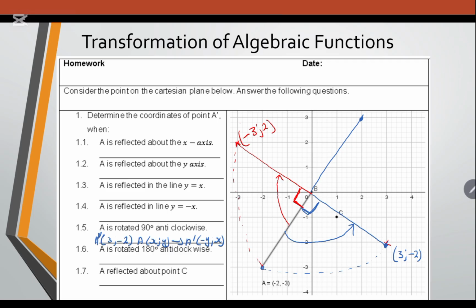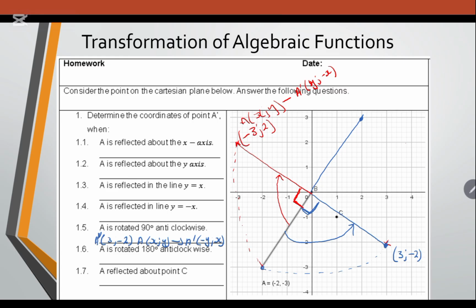So the rule will therefore be, if A is x and y, therefore A prime is y and -x. So y and -x. So that is what it is going to be.